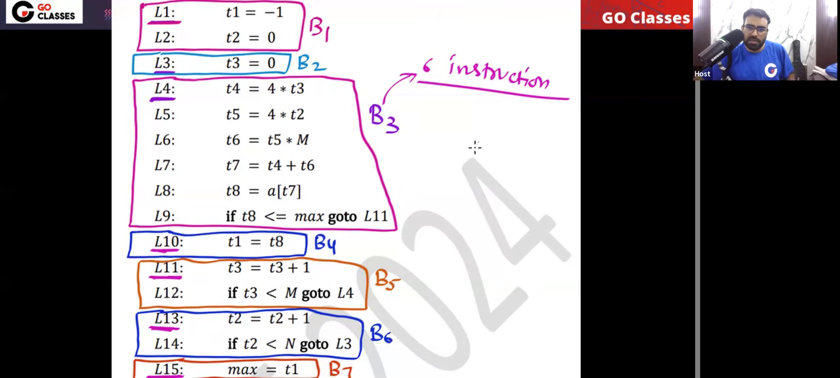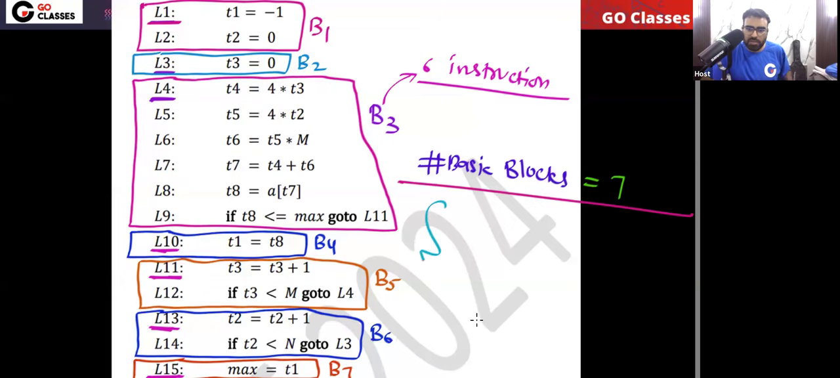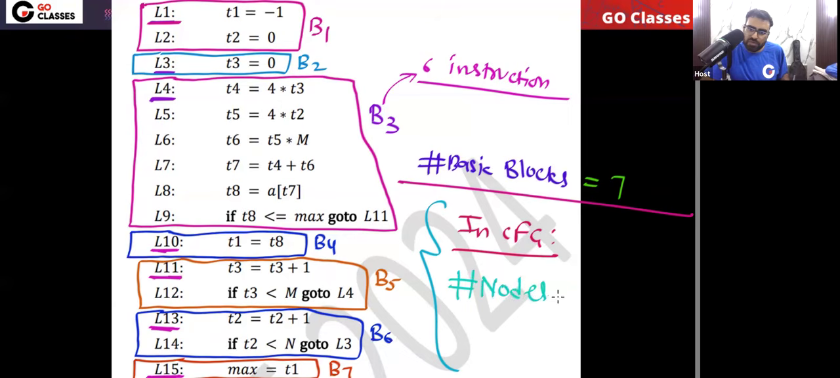Please understand, here you can notice that 7 basic blocks are there. If I ask you the number of basic blocks, then that is 7. And if I ask you, in the control flow graph, how many nodes will be there? Now you tell me, let's make a control flow graph. In that control flow graph, what will be the number of nodes and what will be the number of edges?